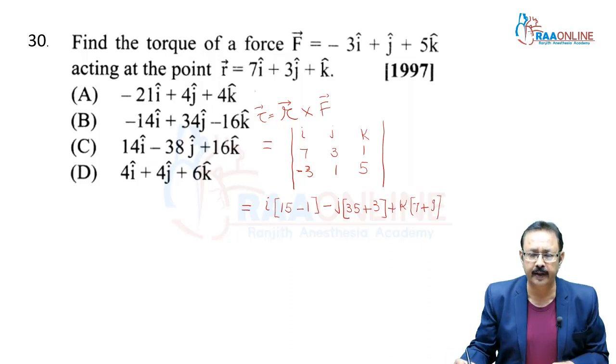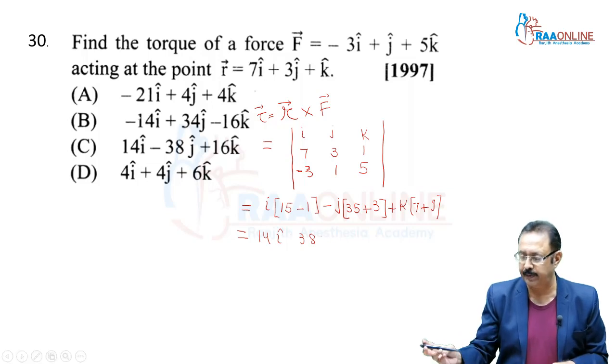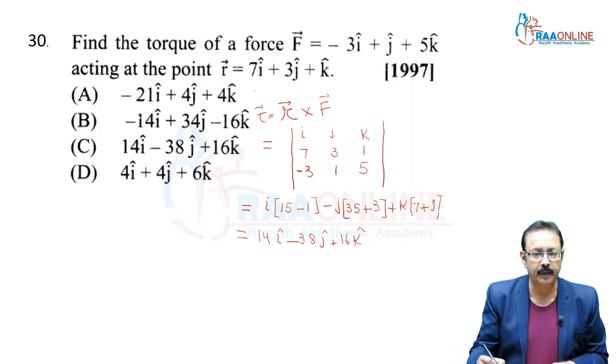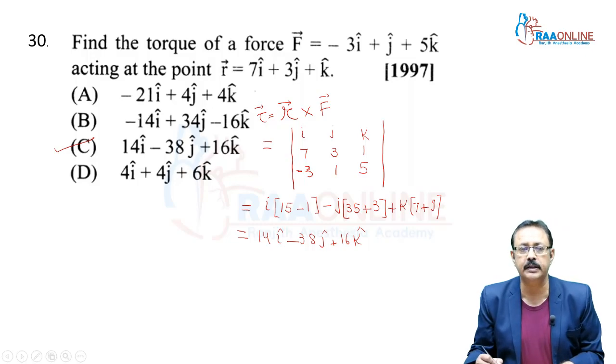So what are we getting? 14 i cap, minus 38 j cap, plus 16 k cap. 14i minus 38j plus 16k. So we are going with C.